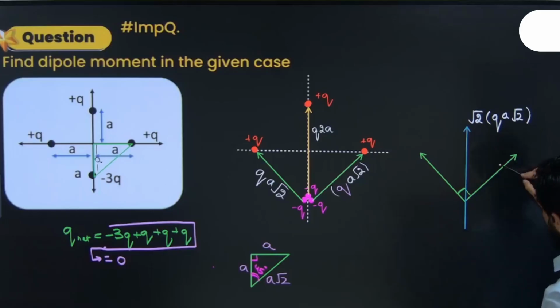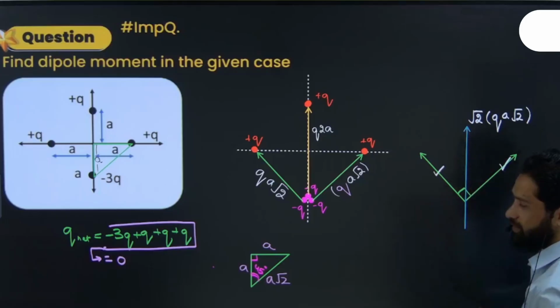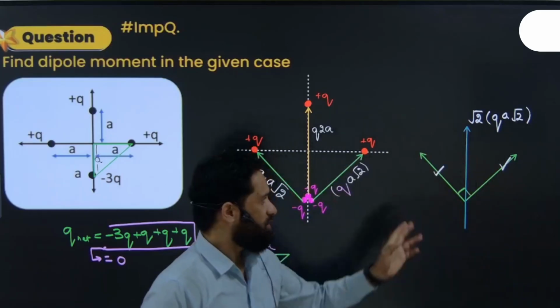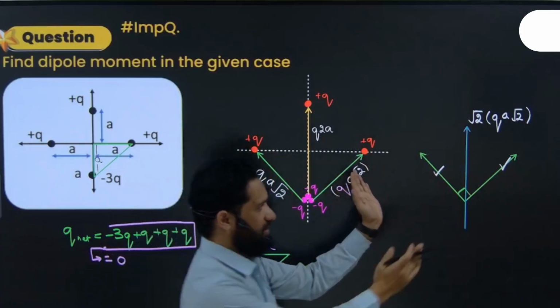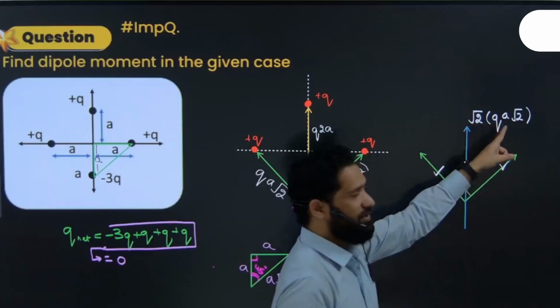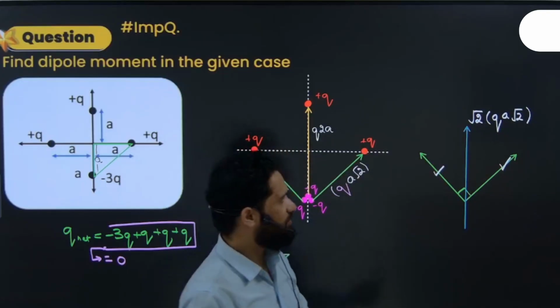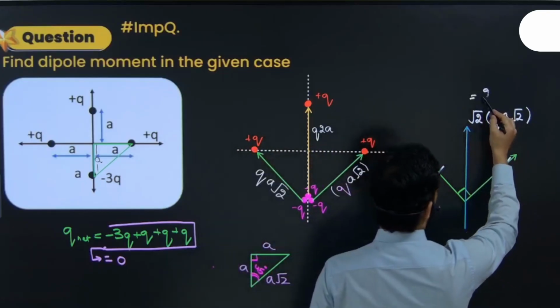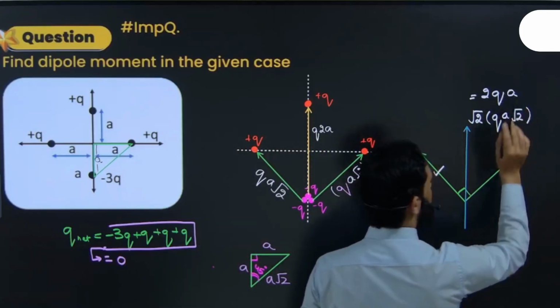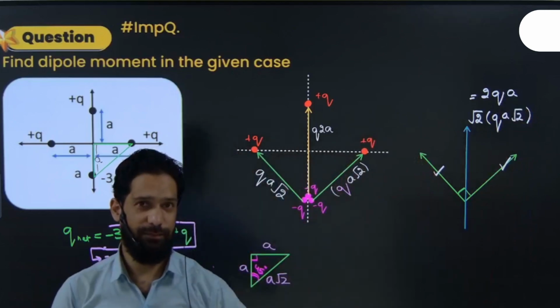So I will say, in spite of this and this, these 2 vectors which are right and left like this, I am using one vector which is having a magnitude of root 2 times qa root 2, and now how much does it become? It will be equal to 2 times qa. But wait, it is not our answer. It is not the net dipole moment.